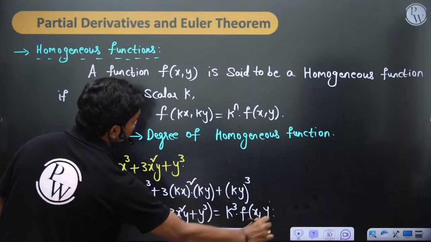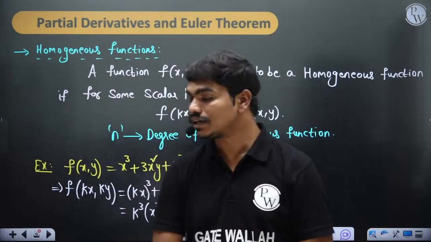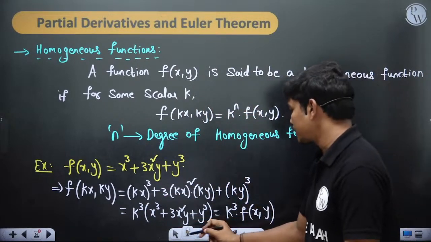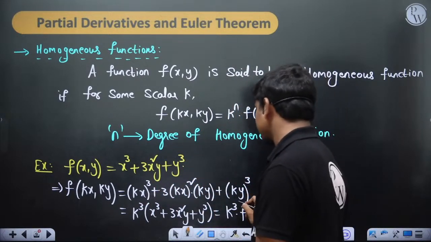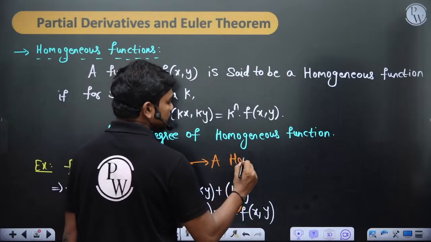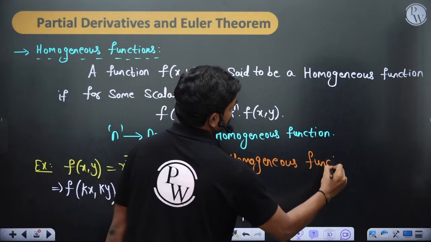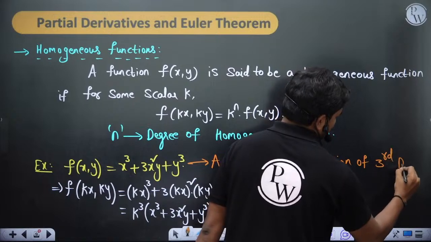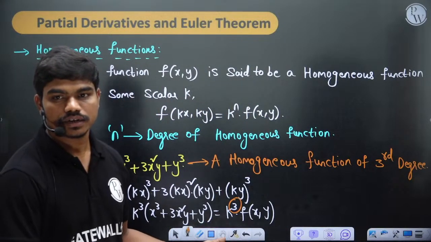So you can have functions like this where if you replace x with kx and y with ky, you can pull out a k power n constant from the result, and you can show the function is of this form. In such a case, the 3 here is the degree of homogeneity. So you can say this is a homogeneous function of third degree, okay. So this is a homogeneous function of third degree is what we have here.